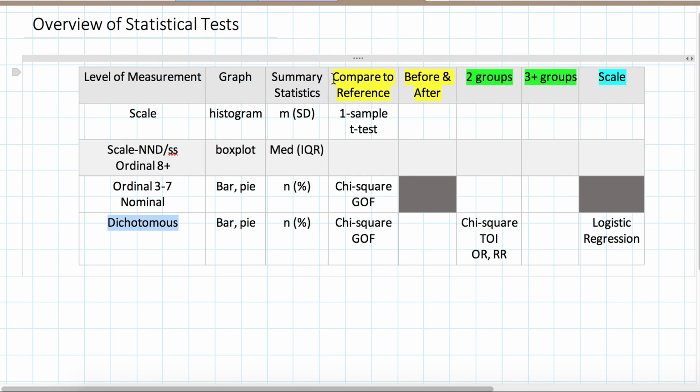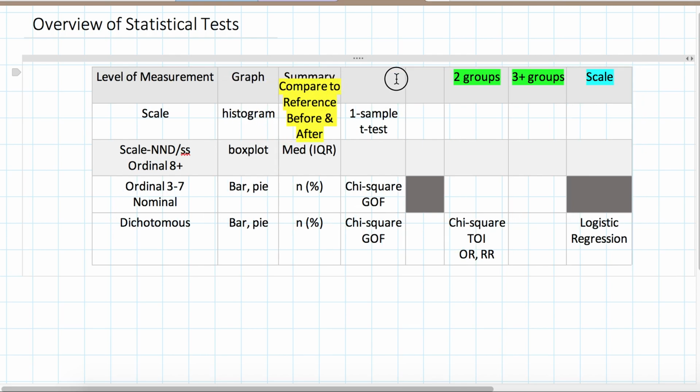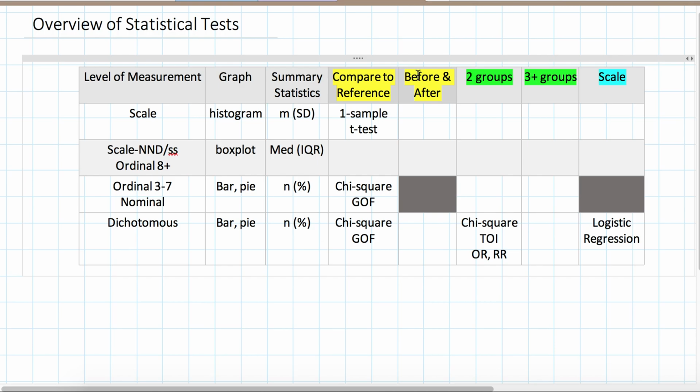The other thing that I'd like for you to notice is that I've shaded a couple of these similarly to each other. And the reason that I've done that is that I want to draw some important similarities between them. The compare to reference and the before and after tests actually mathematically behind the scenes are identical to each other. And so we call them by different names because maybe we're looking at different things, or we may have a different set of questions that are typical for those kinds of tests, but mathematically they're the same.